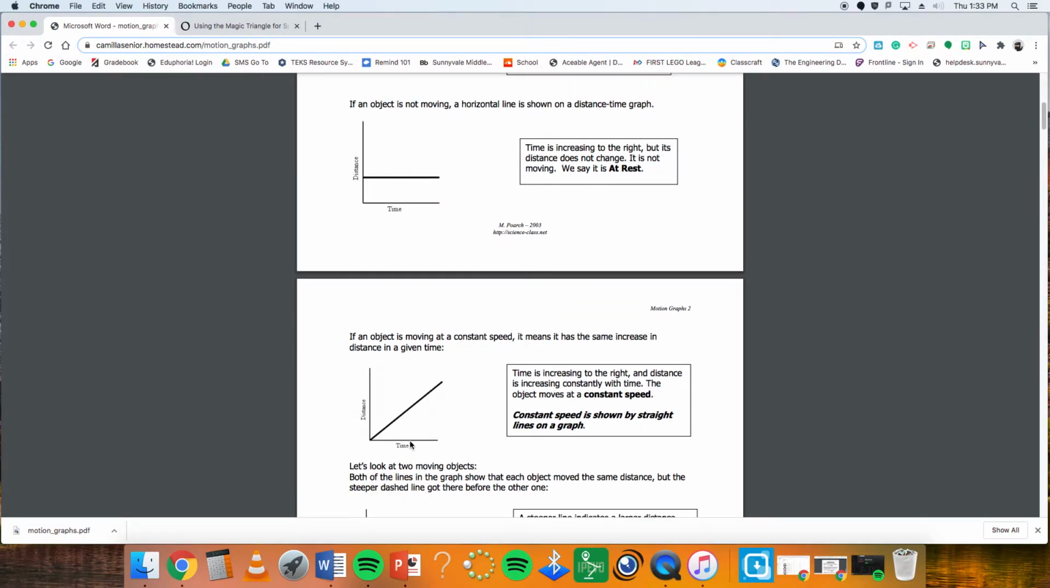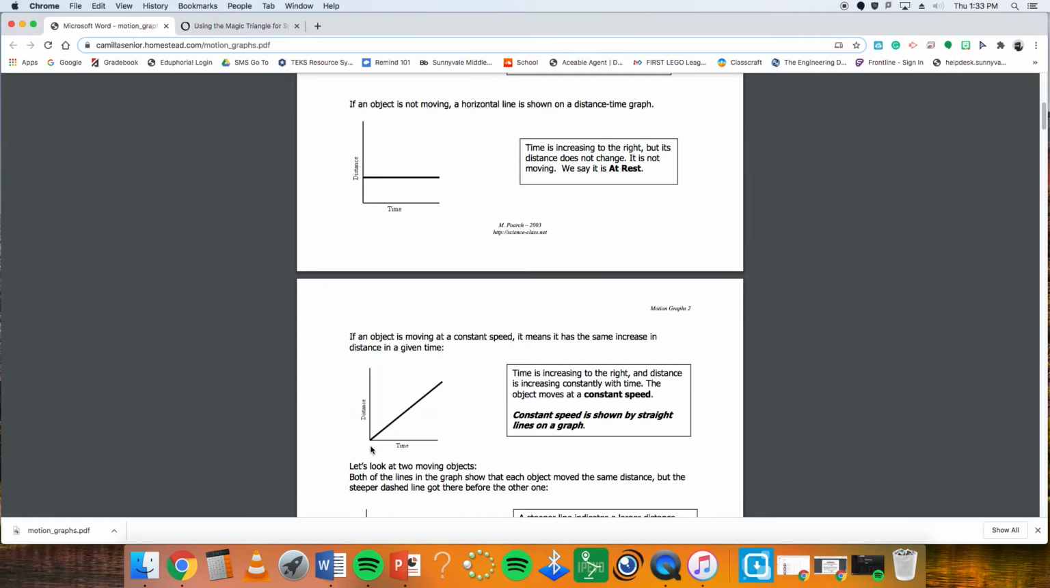So constant speed is a line like this. Straight line, kind of at an angle. So this would be a constant speed. If the line was a little bit lower, going straight, it would be a slower constant speed. If you're in a spaceship, flying at light speed, your line is going practically straight up. Super fast constant speed would go like this. You're traveling a great distance in just a little bit of time.